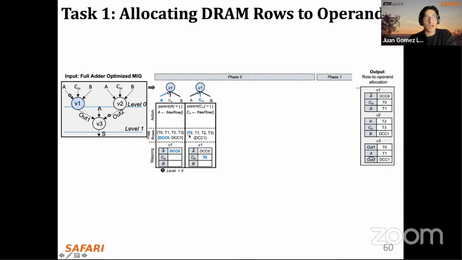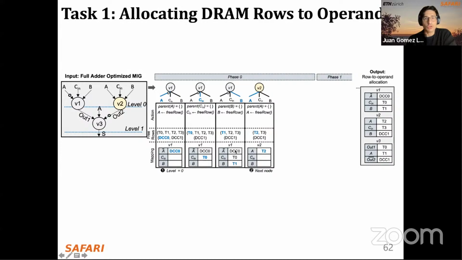And then we check another free row. In this case, we assign T0, as you can see. And then we go to the next operand of V1, which is B, and we again go and get a free row. The algorithm finds a new free row. In this case it is T1. And this way we have already assigned the 3 inputs of this majority operation V1 to 3 different rows that were free. And we can continue then with the next node. In this case it is V2. We are still in level 0.